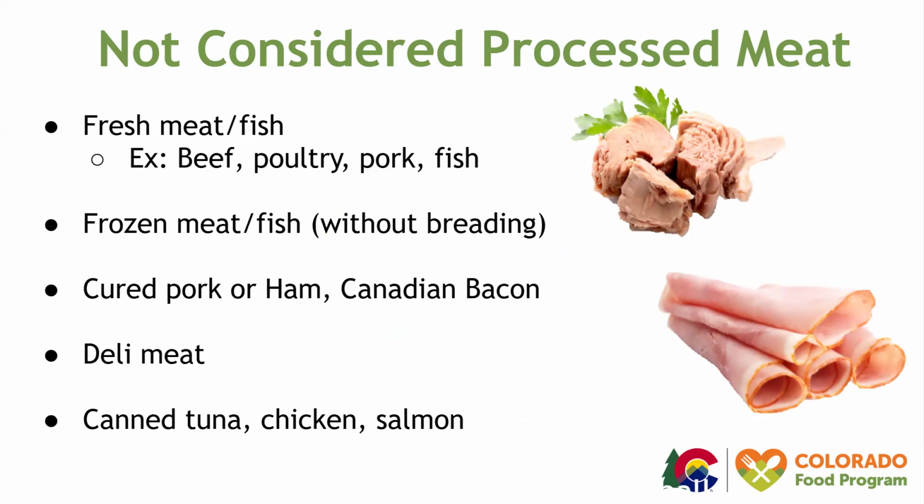So you can buy, like, Costco has chicken strips that are not breaded. Those are totally fine to serve, even though they're frozen, without a CN label. Any kind of cured pork or ham or Canadian bacon is fine. Deli meats are not considered processed, and canned tuna, chicken, or salmon.